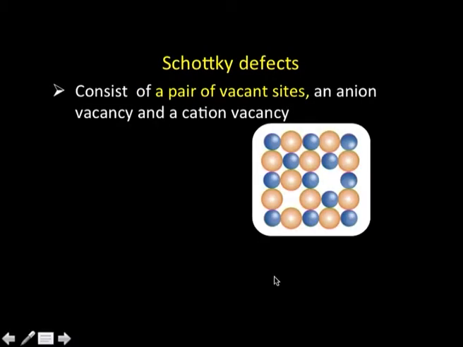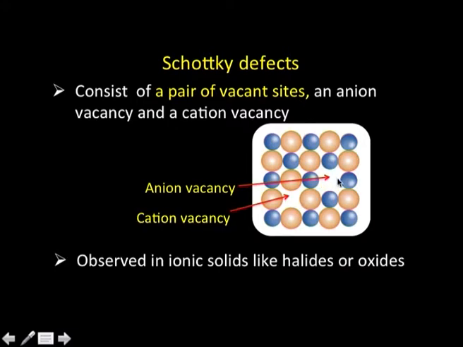Schottky defects basically consist of a pair of vacant sites, an anion vacancy and a cation vacancy. So, what we have here is a lattice, and you find there are two vacancies there. One is an anion vacancy; the blue sphere here is a cation, and this one is an anion, and so on and so forth. So, we find that we have a position which was expected to be occupied by an anion, but it is vacant. So, this is an anion vacancy. Similarly, we have a cation vacancy here.